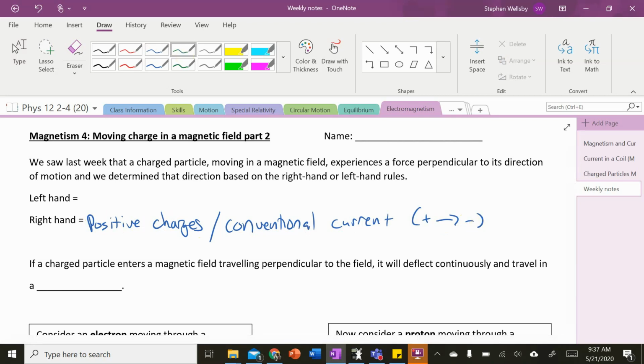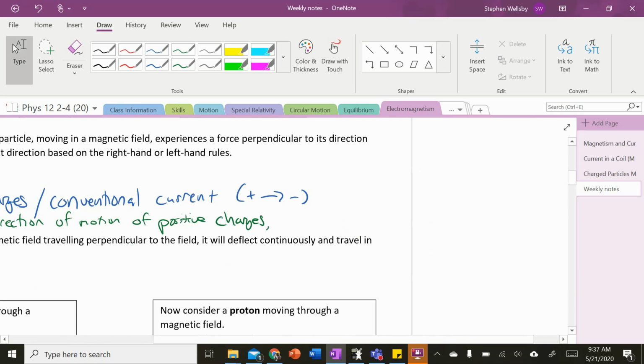And just to recap, the index finger is the direction of motion of positive charges. So whether we were talking about positive charges in a wire, in which case we're talking about conventional current, or positive charges as in a positive ion or a proton that was moving along, the index finger still points in the same direction in both cases.